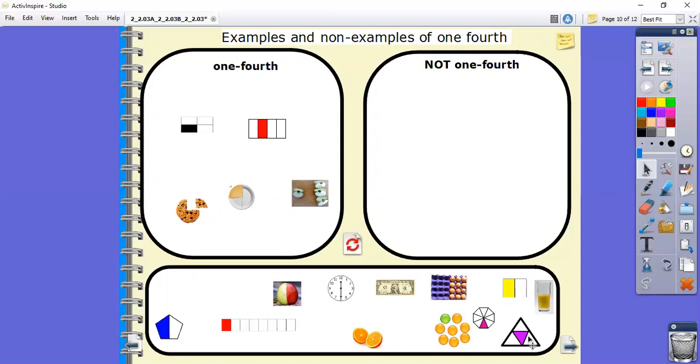Look at this triangle. Okay, so all of these examples down here are not examples of fourth. We could put all of these in the not 1/4 example.